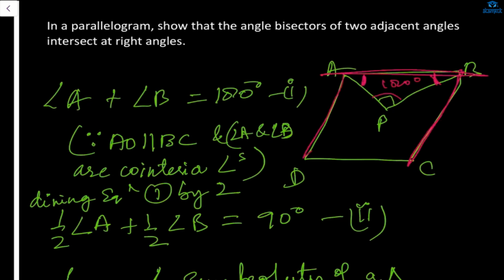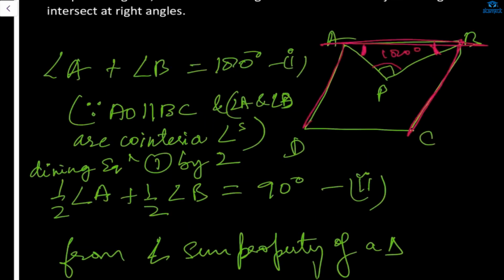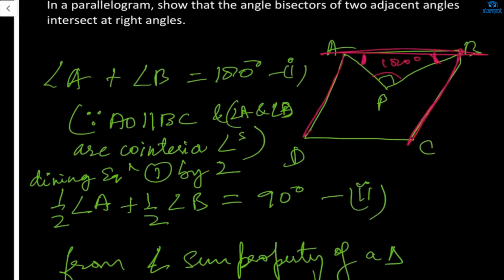Now what we are going to do, we are dividing this equation by 2. So what we got: half of angle A plus half of angle B is equal to 90 degrees. Because AP is the angle bisector of A, so this angle is what?